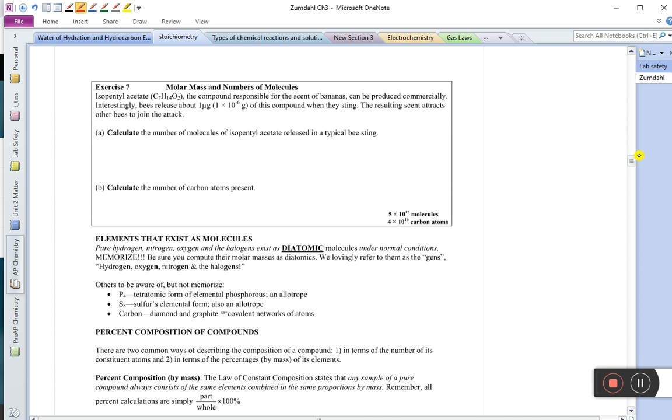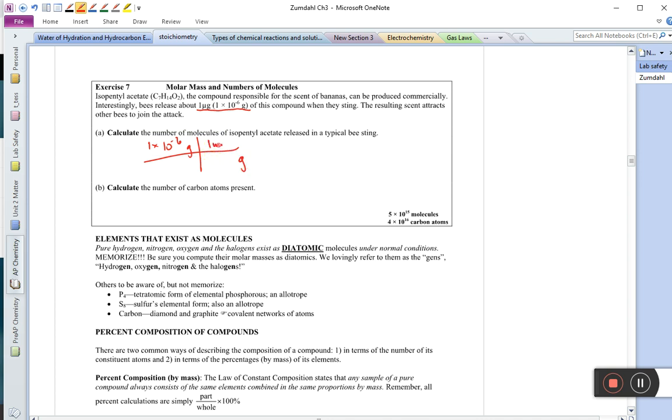If a bee releases 1 microgram, calculate the number of molecules, and then calculate the number of carbon atoms. So we know we are given 1 microgram, which is 1 times 10 to the minus 6 grams.